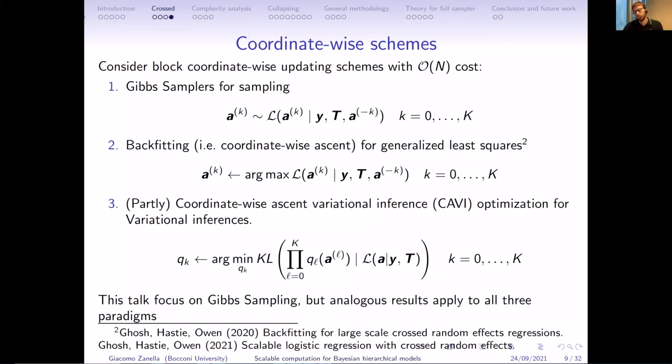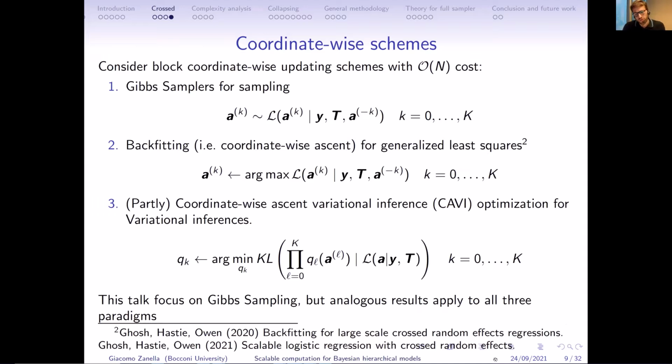So when you want to compute generalized least squares estimates, so you want basically to compute the MAP if you think of it from a Bayesian point of view, then what you do is coordinate-wise ascent. And basically these two, especially in the linear case, have the same rate of convergence. So when we do complexity analysis of rates of convergence in the linear case, everything we say for Gibbs samplers also applies to backfitting. And in fact, there is a parallel line of research by the group of Art Owen at Stanford, where they use backfitting to develop scalable inference algorithms for, for example, generalized least squares on crossed-effects models, so for frequentist inference of crossed-effects models.